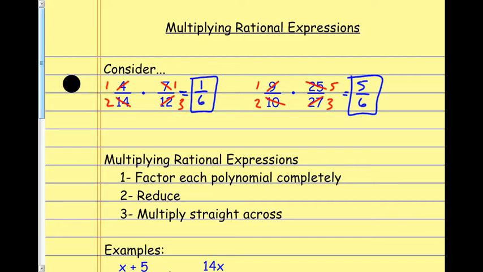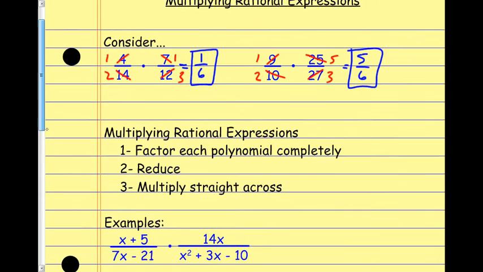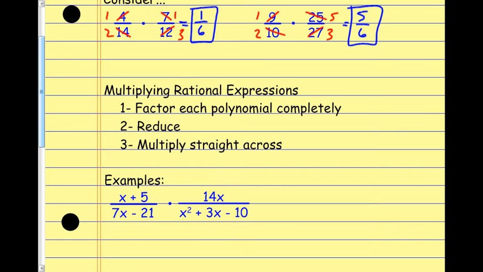It's going to be the same thing here, because multiplying rational expressions is just like multiplying fractions. We're going to factor each polynomial completely, so we get all our factors out in the open. Then we're going to reduce each fraction individually, cross-reduce, and then multiply straight across. In this step, when you multiply straight across, you can leave that in factored form. We don't actually have to multiply it out. We're just going to leave it in factored form for now and go from there.